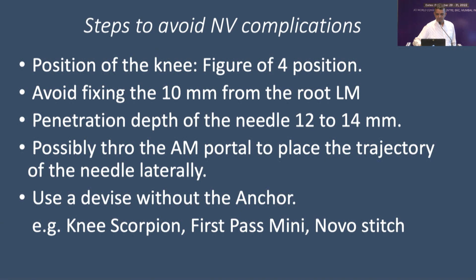posterior horn. The steps to avoid this is, again, as I earlier mentioned, figure of 4 position, to open up the joint, and not only to open up the joint, but to keep the vessels away. When in flexed position, they tend to go away from the posterior horn, so that we get enough space. So this posterior 10 millimeters is the crucial zone behind which there is the proximity of the artery. Penetration has to be limited, 12 to 14 millimeters, and possibly it should be passed from the anteromedial portal, so that the trajectory goes laterally away from the neurovascular bundle.